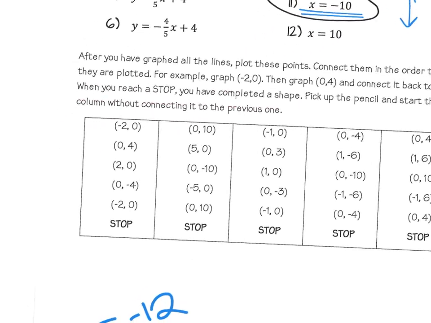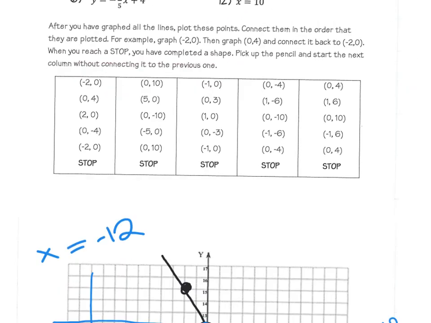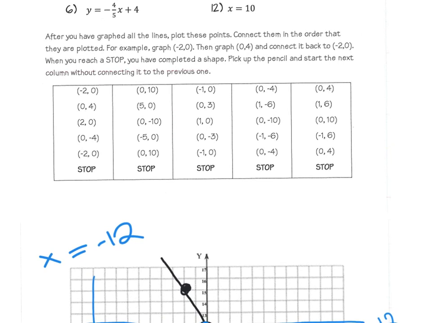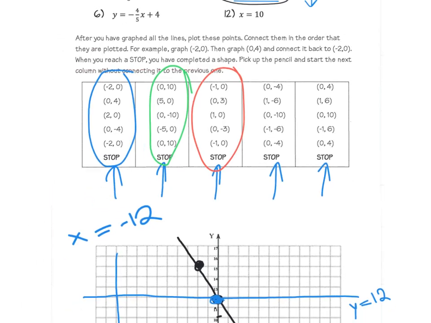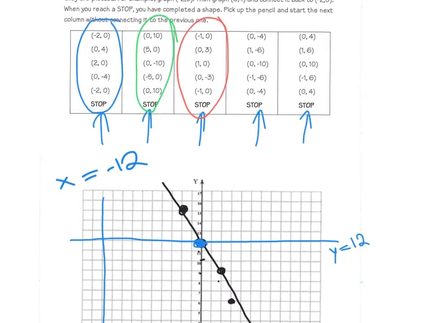The last thing we want to talk about is these points at the bottom of your table. So each one of these columns represents one shape. And you're going to graph all of these points and then connect the dots. All right, so let's go ahead and do these points. So I'll show you how that first shape should look.